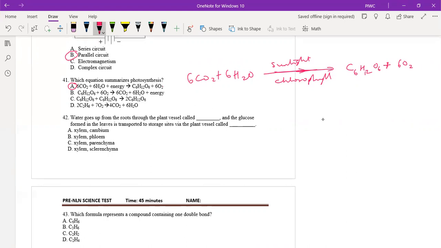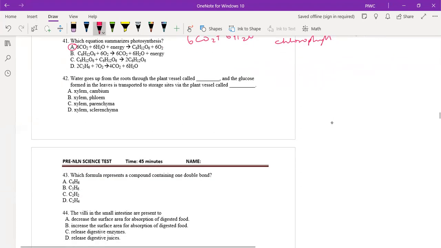42. What goes up the roots, what is the plant vessel called? What goes up, we call it xylem. Xylem carries water from the roots to the leaves. And then once the glucose is produced or manufactured, it goes from the leaves down to other parts of the plant storage site through the vessel, which you call the phloem. So xylem and phloem. Xylem carries water up, phloem carries the glucose down to other storage sites.